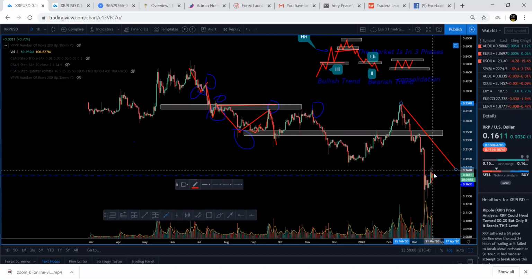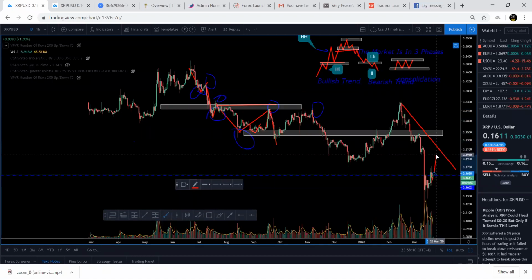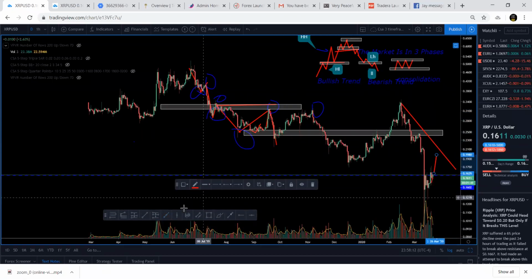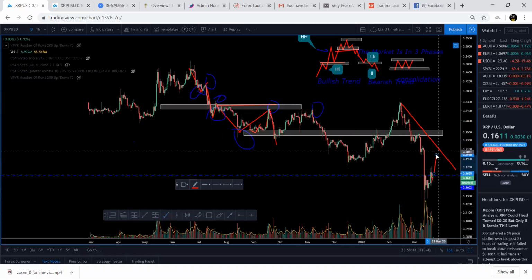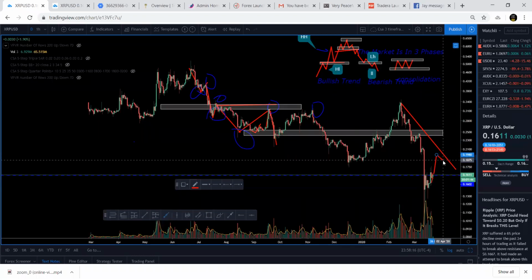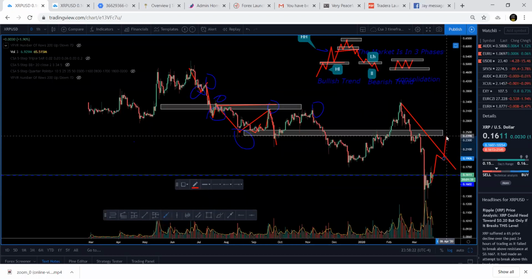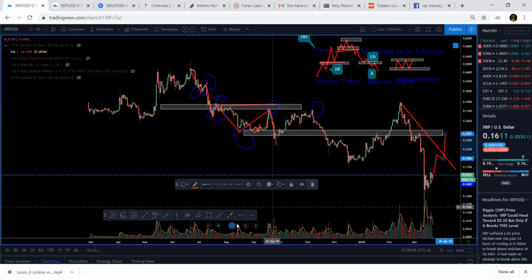So let's take a look here. Let's say price came up. Price came down. Gave us another. And price came up for some reason and touched that.